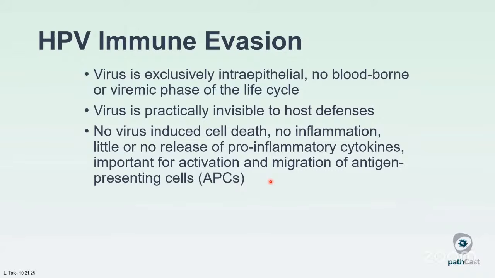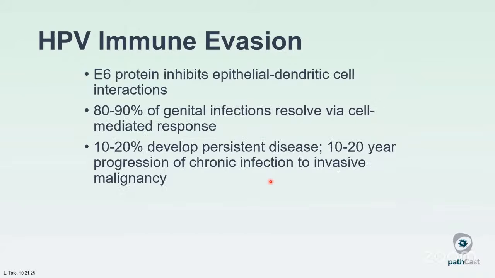identify any pathogens. In terms of immune evasion, we also see that the oncoproteins can play a role in this, so that, for instance, the E6 protein inhibits epithelial dendritic cell interactions. And although the vast majority of infections do resolve via cell-mediated response, we do have persistent disease in a proportion of patients.